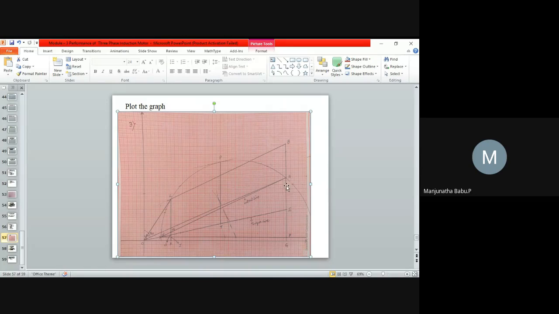Draw a perpendicular line from A to the x-axis. Next, after drawing this, draw a horizontal line parallel to the x-axis from O dash. So from O dash, draw this line and extend it up to the end. Now mark the point as G on the x-axis line, and on the parallel line we have drawn, mark a point as F.